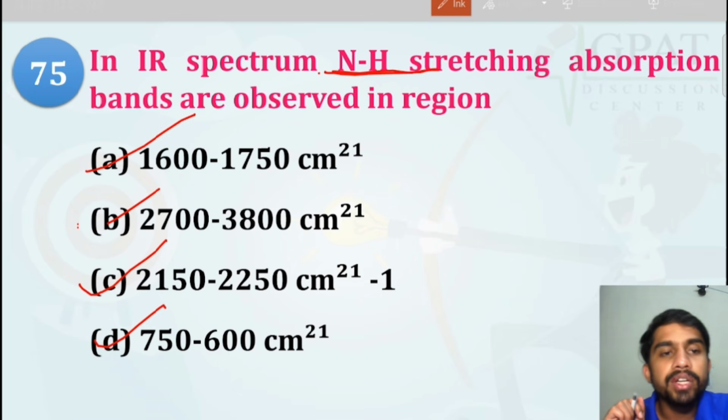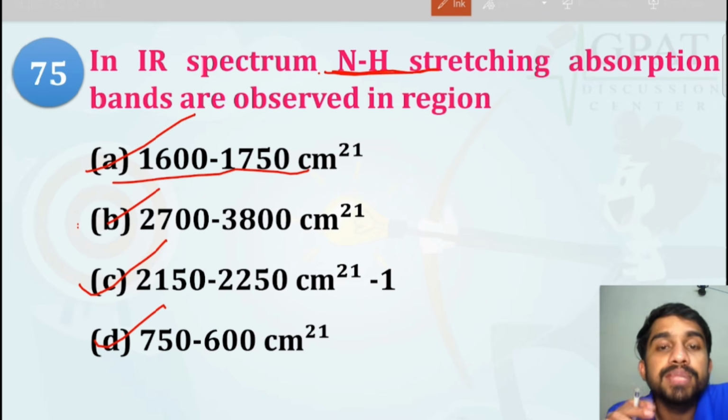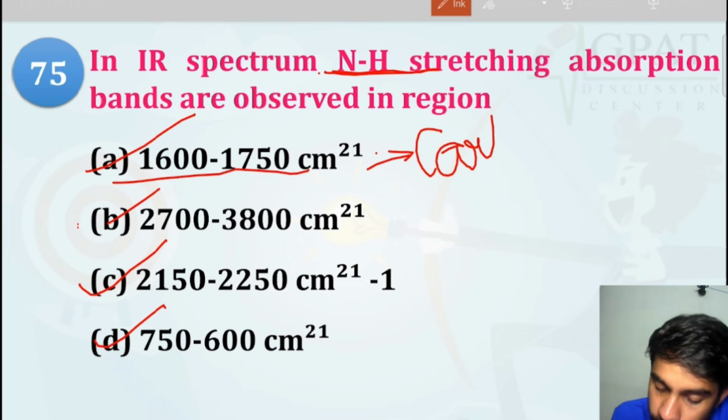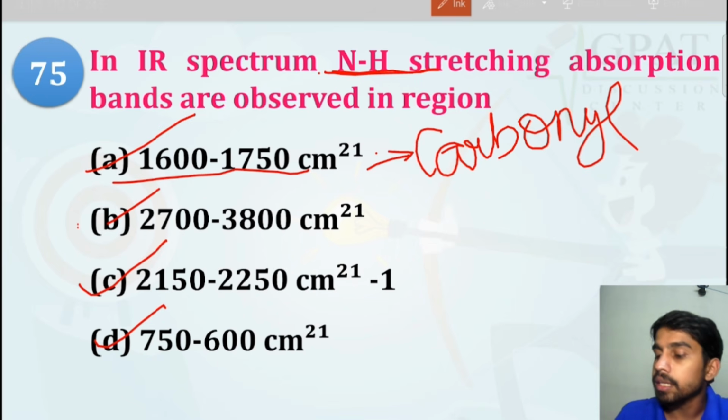Okay, so before talking about the NH stretching, the first option is 1600 to 1750. What comes in this region? In this region there is the carbonyl region. The peak of the carbonyl compounds comes in this region.